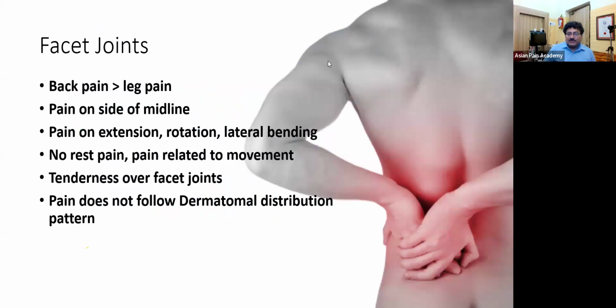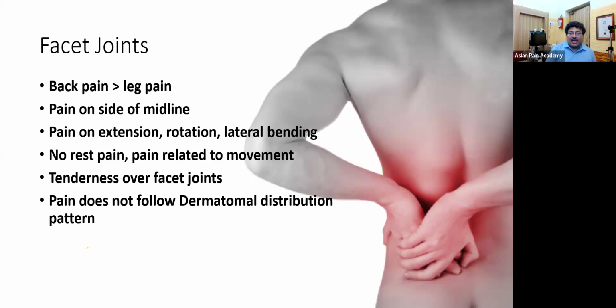This is a very important slide. When the facet joints are painful, usually the patient complains that the back pain is more compared to the leg pain. Most patients come with more back pain and less leg pain. Some patients come with more leg pain or radiating component and less back pain. But in facet joint pain, back pain will be more than leg pain.